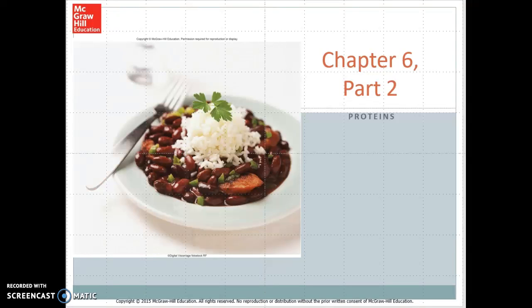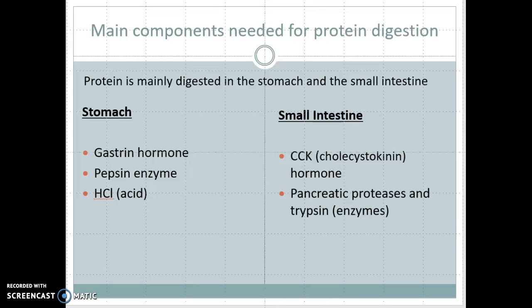All right, here we are, Chapter 6, Part 2, continuing and finishing up protein. So to review, I'm trying to go for the review section. We're looking at the main components of protein digestion. So what do we need to digest the protein? We already talked about it being amino acids in chains and in branched or three-dimensional configuration.